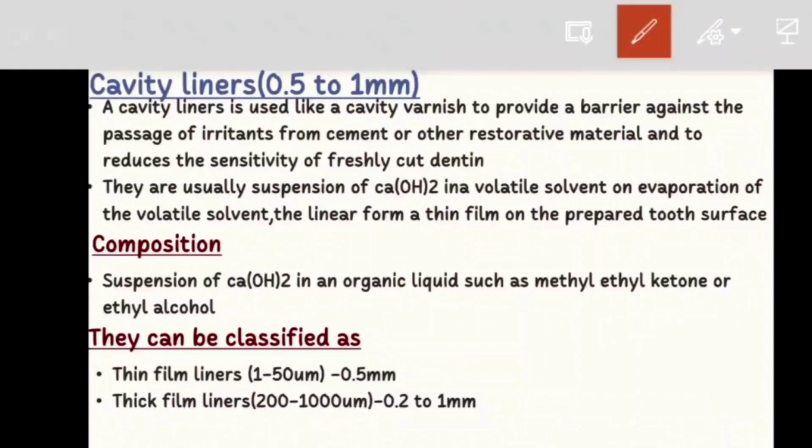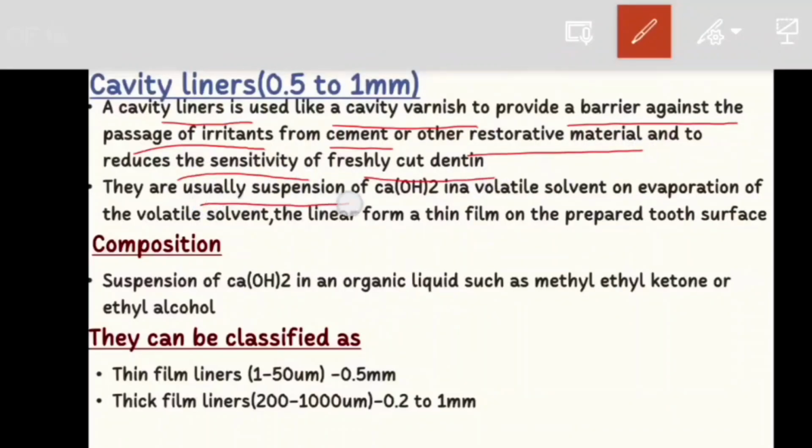Now, the next one is cavity liner. It is 0.1 to 1 mm. Cavity liners provide a thin barrier against the irritant and reduce dentin sensitivity. Cavity liner is used like a cavity varnish to provide a barrier against the passage of irritants from the cement or other restorative material and to reduce the sensitivity of freshly cut dentin.